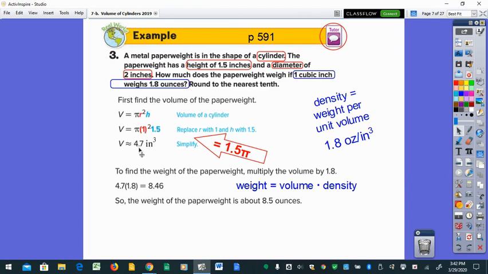So once we have that volume, we're going to multiply by the 1.8 ounces per cubic inch. That's called actually a density. You might have talked about that in science. But when you take that volume times its density, you will get the weight. You'll see that little formula over here. So bottom line is you calculate the volume just like we did, and at the end you're going to multiply by the weight per cubic unit, and that will give you the weight. And this time it's 8.46, and the weight is in ounces. So your final answer is 8.5 ounces.